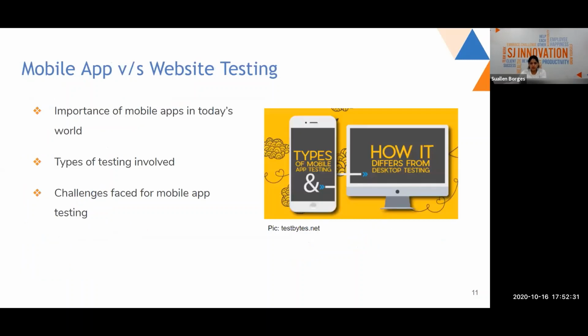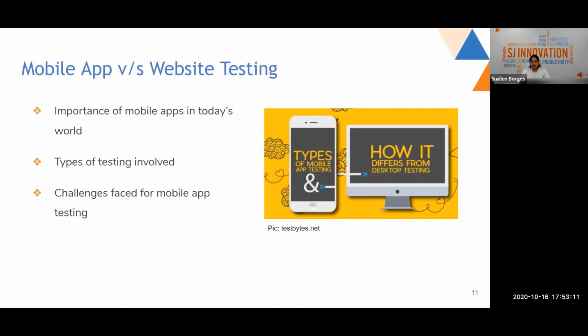Now mobile app versus website testing. Now what is a web app? Before I go towards a mobile app, let us understand the different kinds of applications which are there. So we have the web application and the mobile application. A web application is something wherein you can access it on the desktop by using your browser. Whereas a mobile application is further divided into three categories. One is mobile web application, then native apps and hybrid apps.